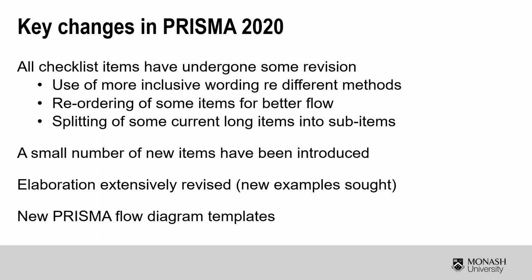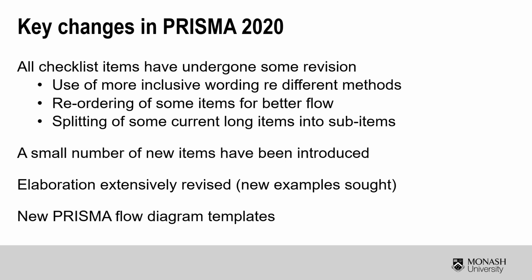And so just some key changes compared to the original statement. All checklist items have undergone some revision with the use of more inclusive wording regarding different methods. What I mean by that is that the original PRISMA statement was geared quite heavily towards systematic reviews with meta-analysis of the effects of interventions, and so it includes particular terms like PICO, regarding the PICO question for that type of review.